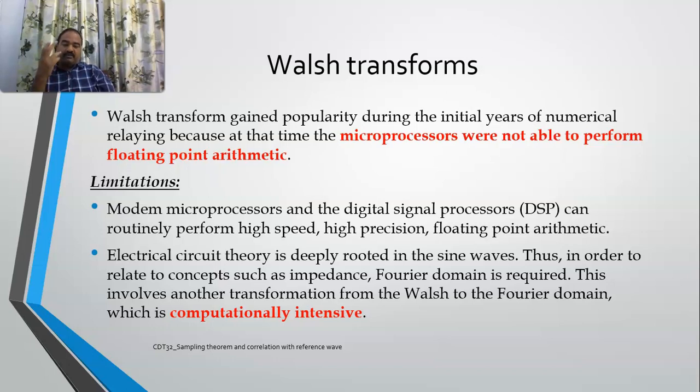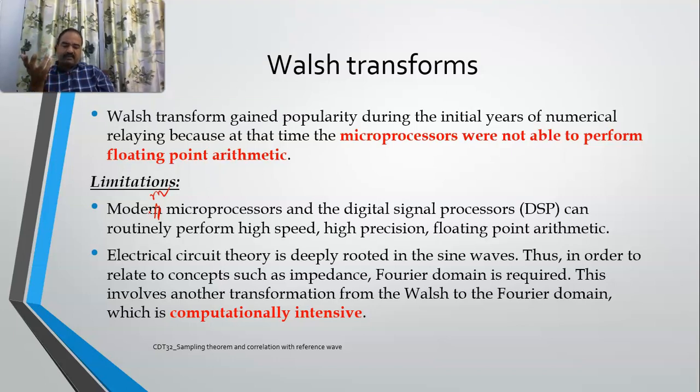And the modern microprocessors which came into the picture removed the limitations. Modern digital microprocessors can routinely perform this now. We have high-speed microprocessors which can work on floating point, and in future we may get processors which can work on complex things also. The DSP processors we employ, like the 63100 and others, are capable of floating point arithmetic. So Walsh transforms are now not used properly.